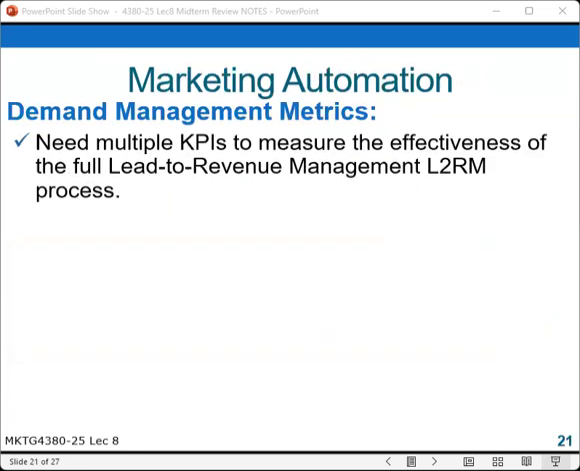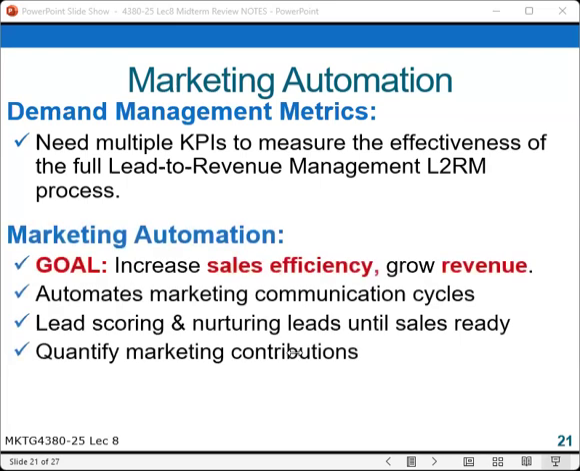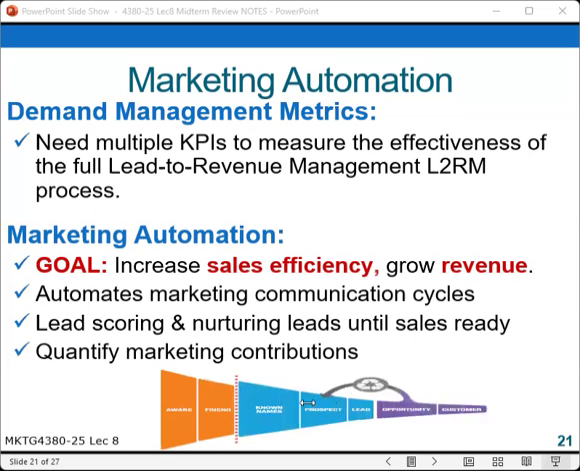So we also looked at marketing automation, implementing an automation platform such as Marketo or HubSpot, which will help with your lead to revenue management process. So that's what it's all about. How impactful is the marketing process of taking your potential customers through the funnel to become customers.